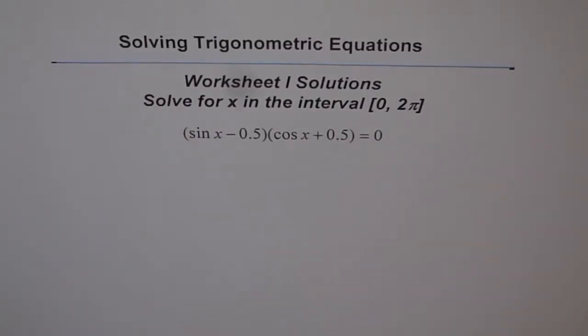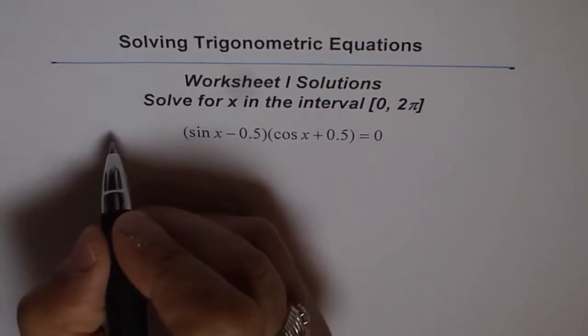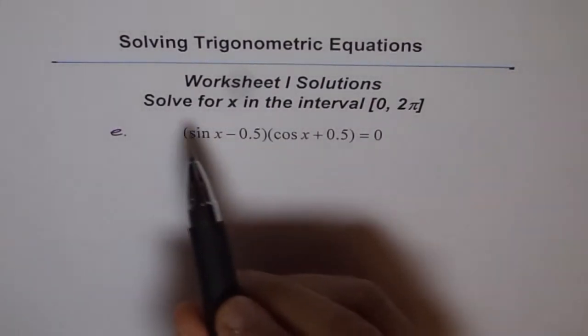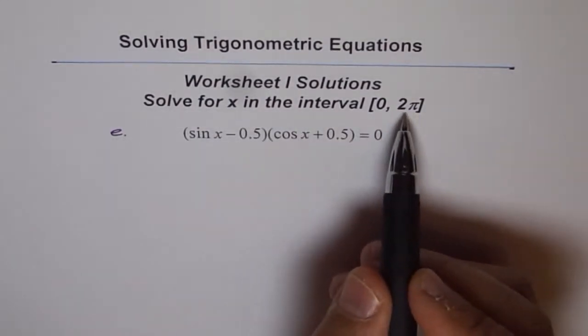Solving trigonometric equations. This is the solution to the fifth problem on worksheet 1. Let me write here E. That is the fifth problem on worksheet 1. Now one correction I need to make here is: solve for x in the interval of 0 to 2 pi.